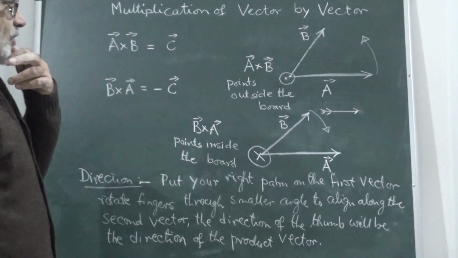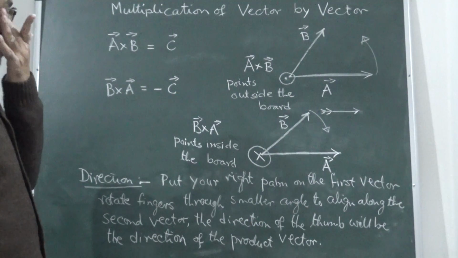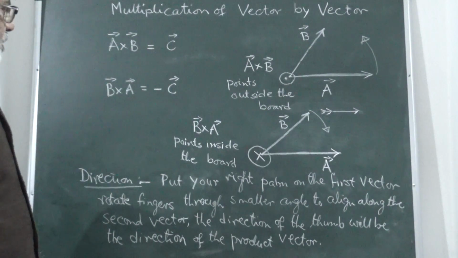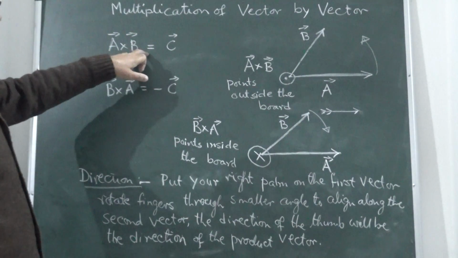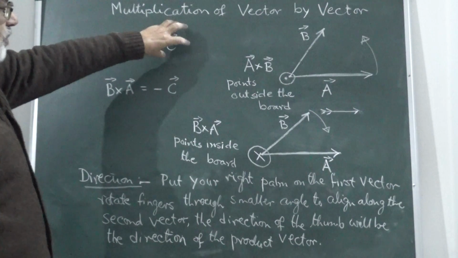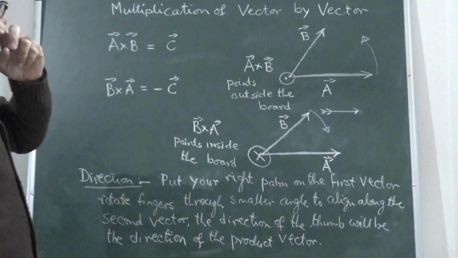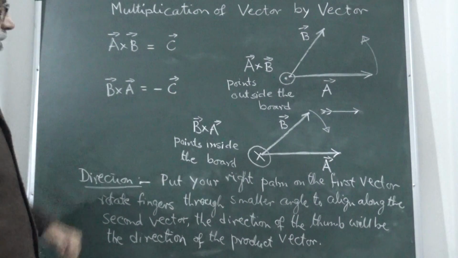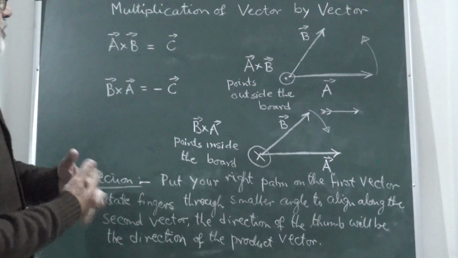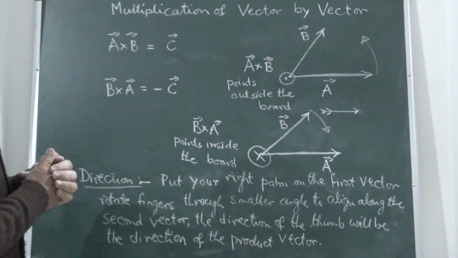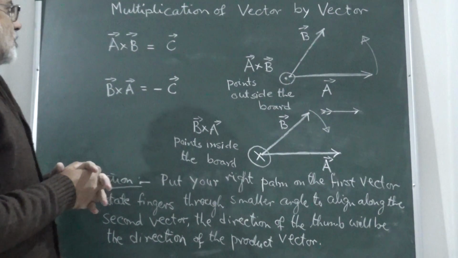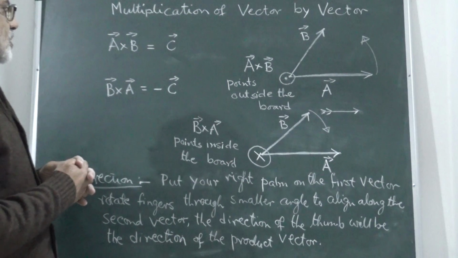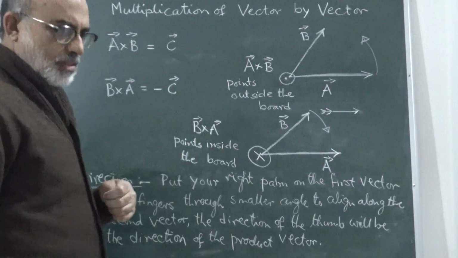These vectors are also called axial vectors. The cross product of two vectors results in a vector along the axis, and this type of vector is called an axial vector. So this is all about the scalar and vector multiplication of vectors. In the next class we will solve some problems on this, and we will see the unit vectors and solve some problems in the multiplication of vectors.